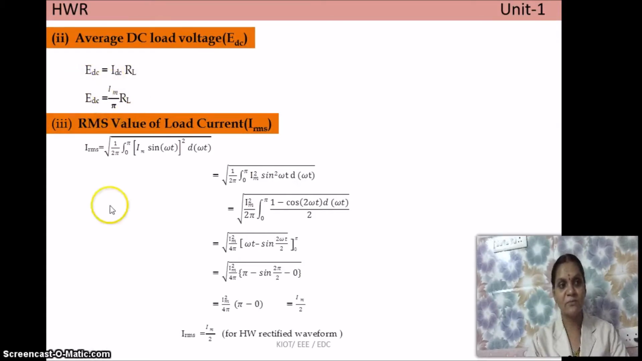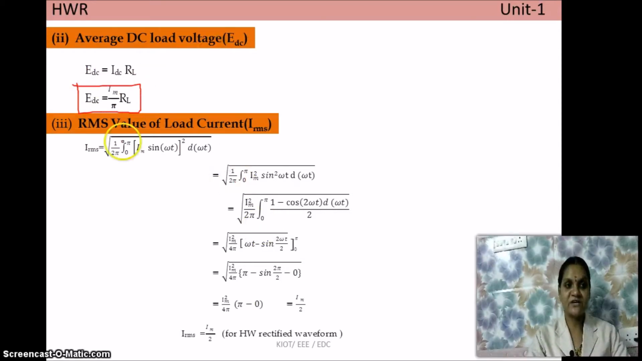So this is the formula for EDC in half wave rectifier. Next, we need to find the RMS value of voltage and current. We have calculated the DC voltage, but on the application side we need to use only the RMS value.